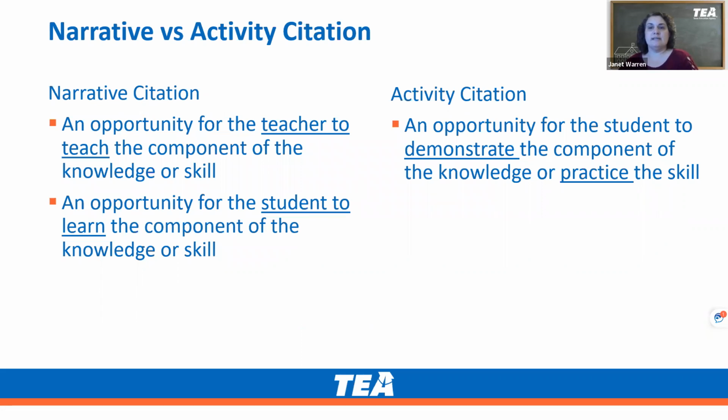There are two types of citations: narrative citations and activity citations. We often get questions from publishers about what counts as a narrative and what counts as an activity. And we suggest using these guiding principles to make that determination. A narrative citation provides an opportunity for the teacher to teach the knowledge or skill, or an opportunity for the student to learn the knowledge or skill. And an activity citation provides an opportunity for the student to demonstrate the knowledge or practice the skill.